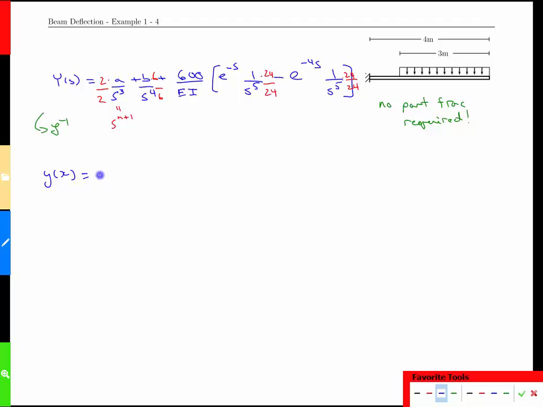In this term, the 2 over s cubed goes together, so we have an a over 2 times t squared. Oh wait, no, this time it's x as our independent variable for this problem. Then we end up with b over 6 x cubed plus a 600 over EI. And these ones are a little more exotic. We have 1 over 24.